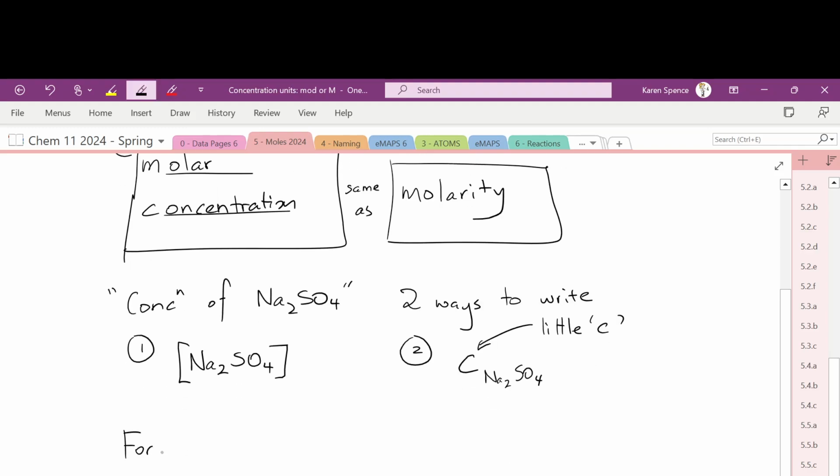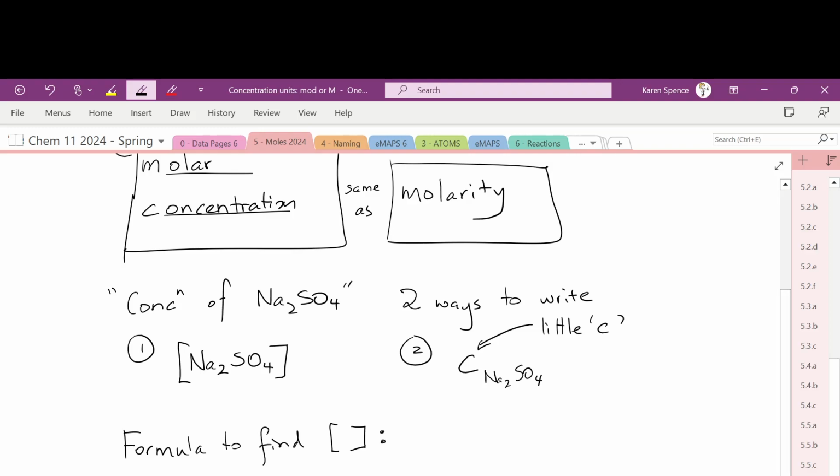What is the formula to find concentration? Look at that, I just abbreviated concentration by using square brackets, because that means concentration.